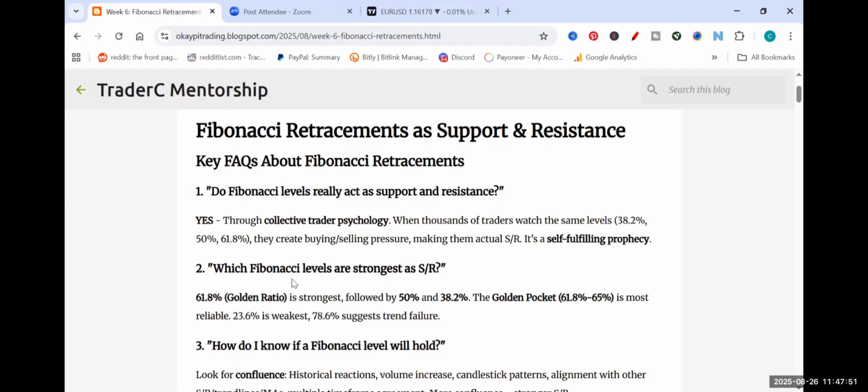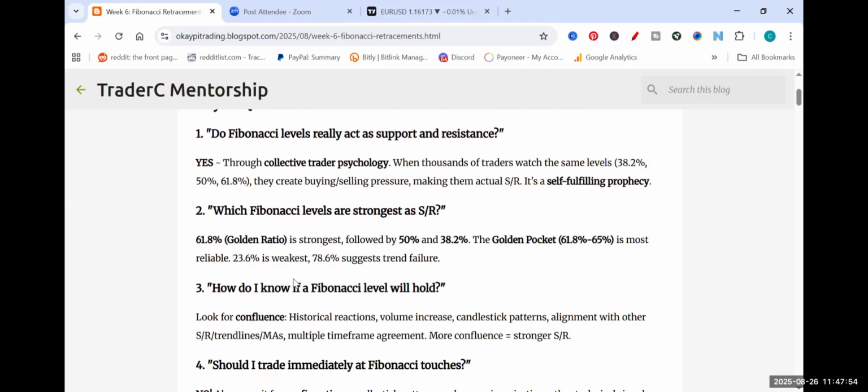So which Fibonacci levels are strongest as support and resistance? 61.8%, which is normally called the golden ratio, is the strongest, then followed by 50%. And me personally, I love the 38.2%. Then the golden pocket is normally 61.8% and 65%, which is the most reliable. It's golden in almost everything, including paintings, rivers, and so on. Almost everything in this world has some Fibonacci aspect to it.